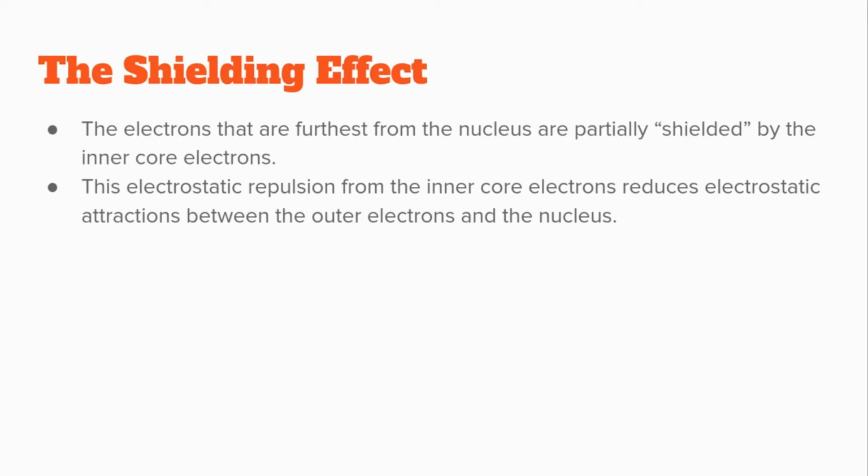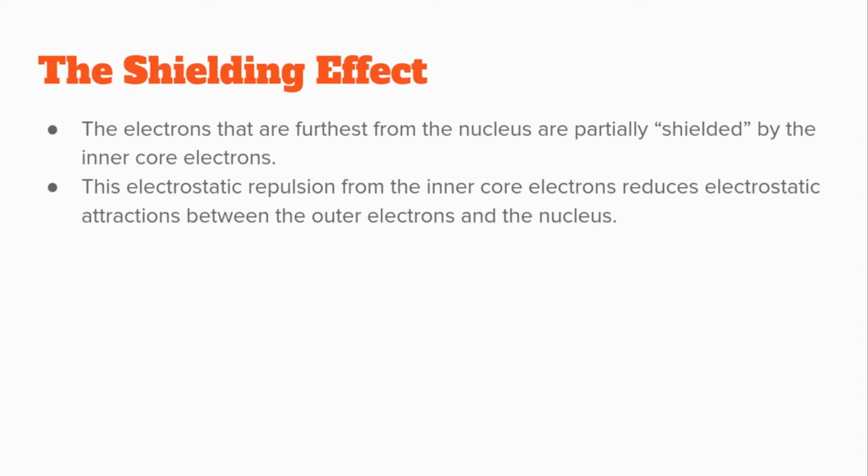So the electrons that are closest to the nucleus, as we saw from Coulomb's law, experience the greatest force of attraction for the nucleus. And the ones that are further away experience less of a force of attraction. However, the more electrons we have in this atom, the less attraction those outer electrons will feel.